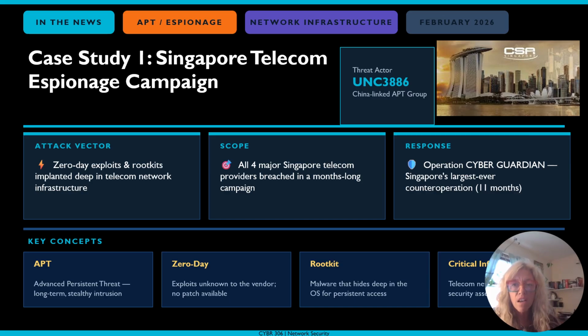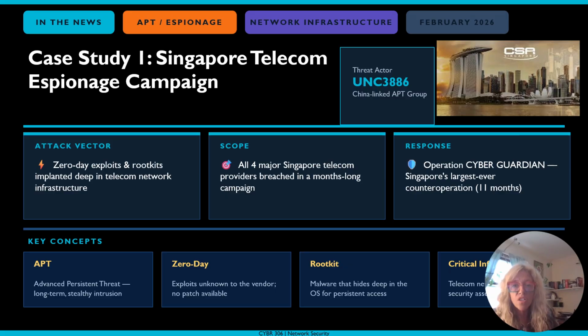So who did it? The threat actor tracked as UNC3886, which is a China-linked advanced persistent threat group. The advanced persistent part is very key here. This wasn't a smash and grab job. These attackers got in quietly, stayed hidden for months, and systematically worked through the network. That's the hallmark of a nation-state level actor. Their goal wasn't financial, it was intelligence gathering. How did they do it?